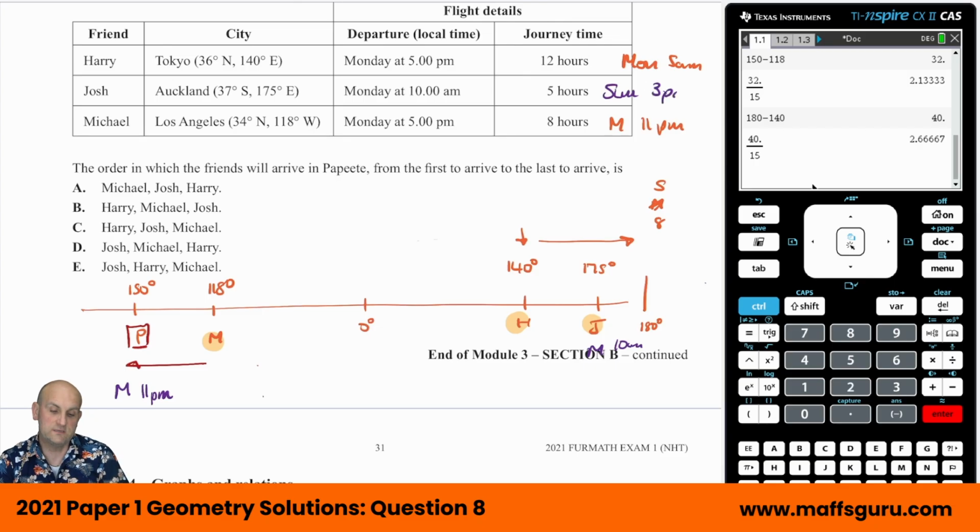Now, having got those, that would suggest that Sunday at 3 p.m. So what does it say? From the first to arrive to the latest. That means that Josh is going to be first, then Harry, and then Michael. So Josh, Harry, Michael. I'm going to go for E as my correct answer.